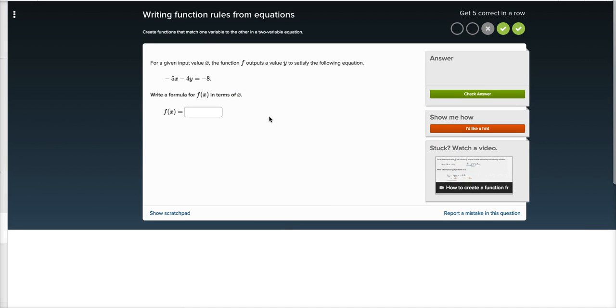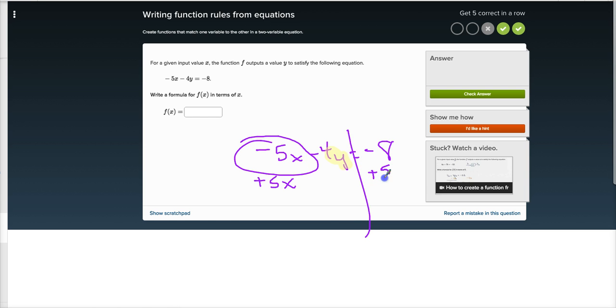In fact, I'll just do one more just for funsies. In this case, negative 5x minus 4y equals negative 8. They want it in terms of x, so that means they're trying to find y. I need to get rid of this entire term. It says minus 5, so I'll do plus 5. Always read the signs in front and nothing else.